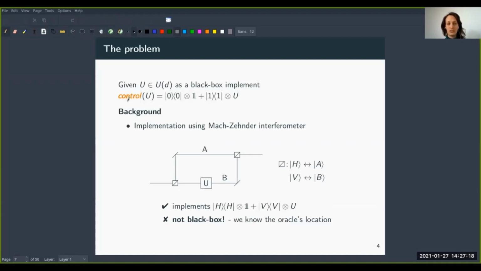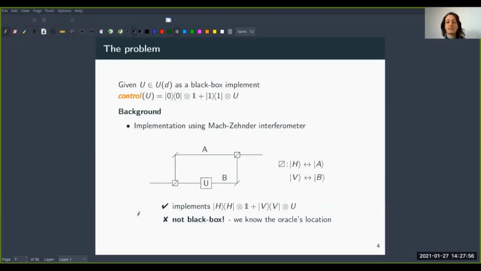One suggestion to implement control U is to use a Mach-Zehnder interferometer. This is an optics experiment in which we choose the polarization degree of freedom of the photon to be the control, and then using polarizing beam splitters, we couple this degree of freedom to the path degree of freedom. So, for example, we send horizontally polarized light through path A and vertically polarized light through path B. And the entire scheme implements the linear operator that we wanted, controlled U.